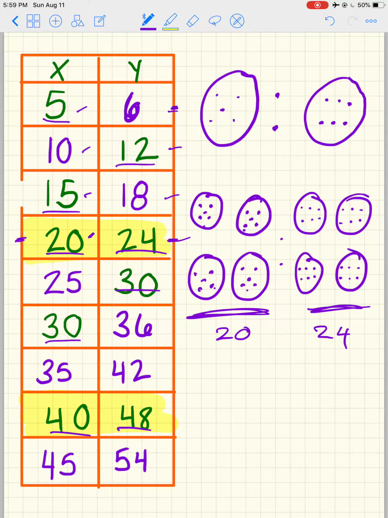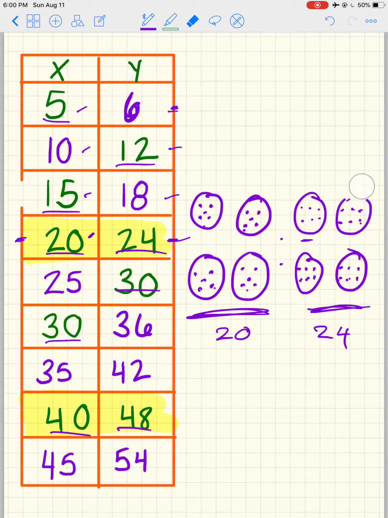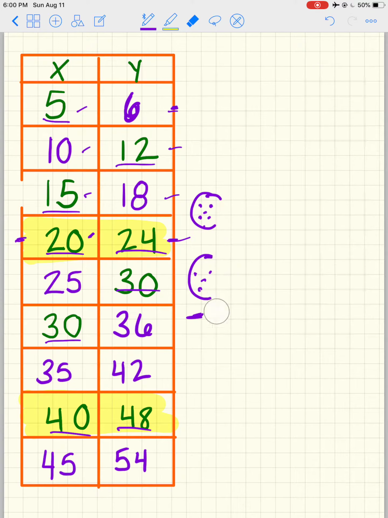And then I'm not too good at counting by 6s, so I'm going to start with 6, 7, 8, 9, 10, 11, 12, 13, 14, 15, 16, 17, 18, 19, 20, 21, 22, 23, 24. Good, it equals 24. Now you can do that. I'll erase these. You can do that with every single box.